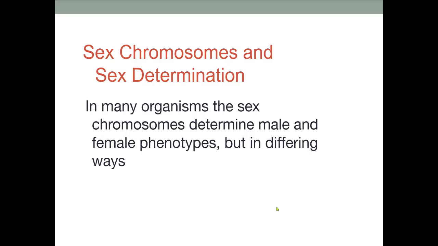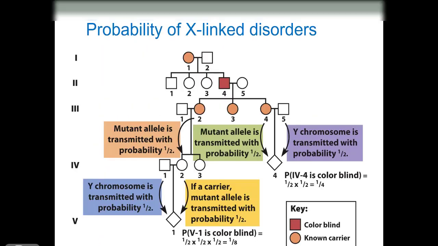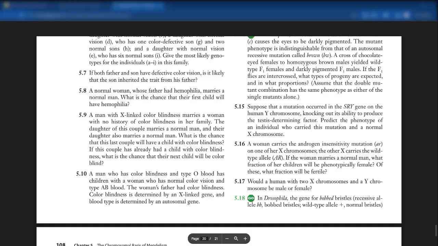Practice those problems, okay? And please be very careful about the language. Again, let me just pop forward for 1 second to the textbook. If we look at a problem here from the back of the textbook, problem 5.9 gives us a setup that we could draw a pedigree. So a man with X-linked color blindness marries a woman with no history of color blindness in her family. We can draw those out.